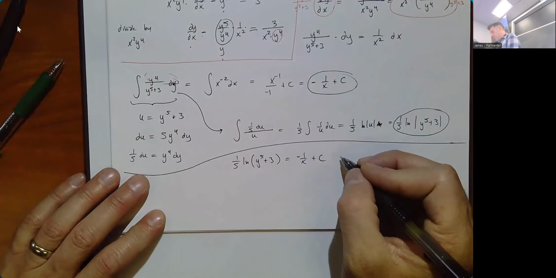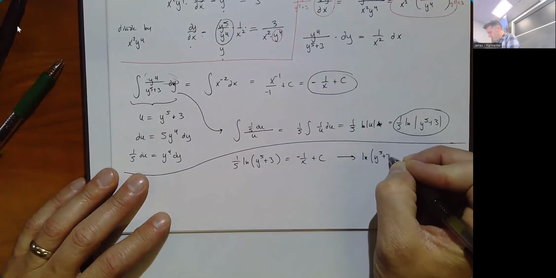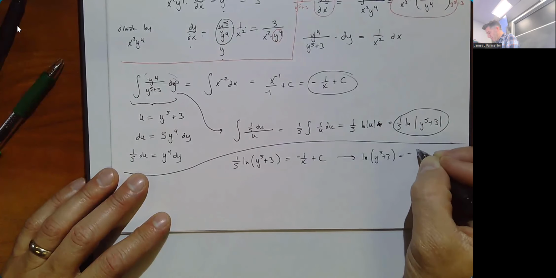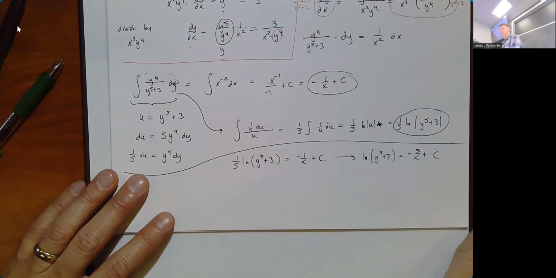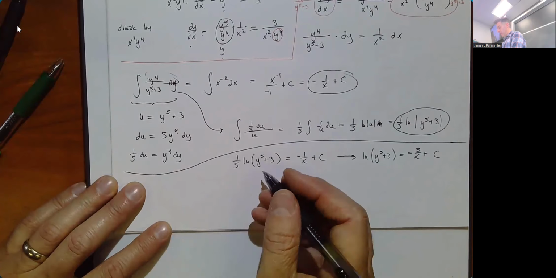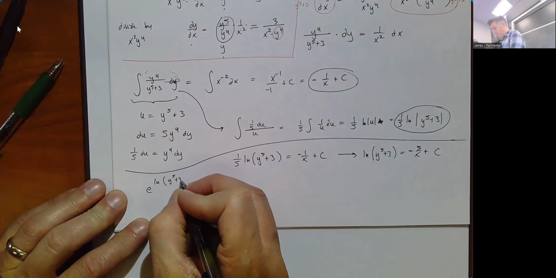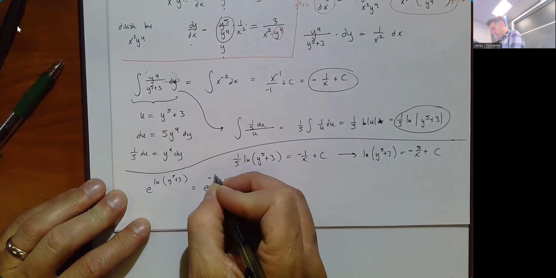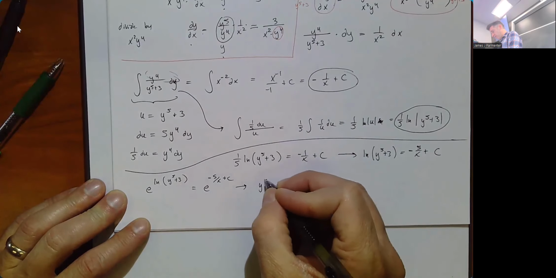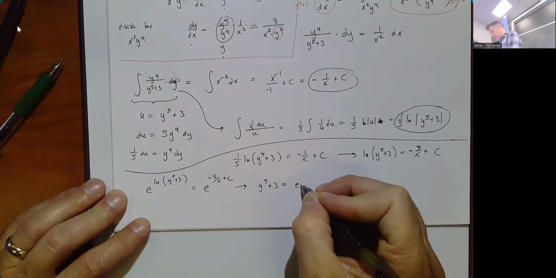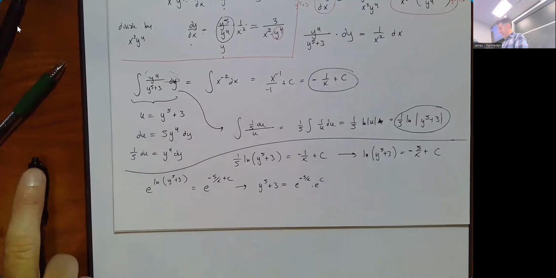Solve for y. Multiply both sides by 5. So the natural log of y to the 5th plus 3 is equal to -5 over x plus c, and 5 times a constant is still a constant. And then exponentiate both sides. So e to the natural log of y to the 5th plus 3 is equal to e to the -5 over x plus c. The left-hand side becomes just y to the 5th plus 3. The right-hand side is e to the -5 over x times e to the c. I'm going to call that a.